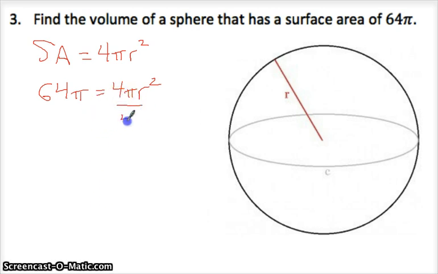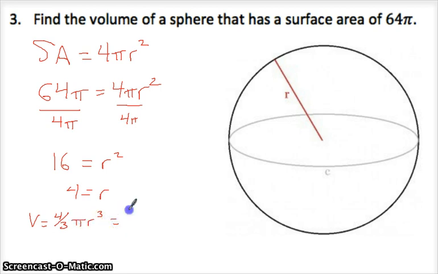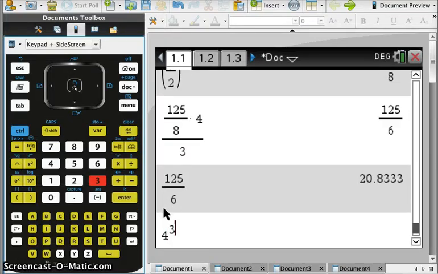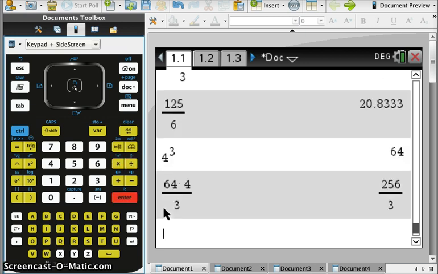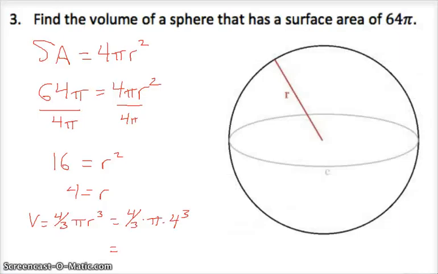So let's divide both sides by 4 pi and cancel some of this stuff. Divide both sides of this equation by 4 pi. This becomes 16, and this becomes r squared. Well, then that means r has to be 4. Lovely. Volume is 4/3 pi r cubed, which equals 4/3 times pi times 4 cubed. 4 cubed, I believe, is 64 again, which is kind of crazy. 4 cubed, yep, times 4/3. That's 256 thirds.